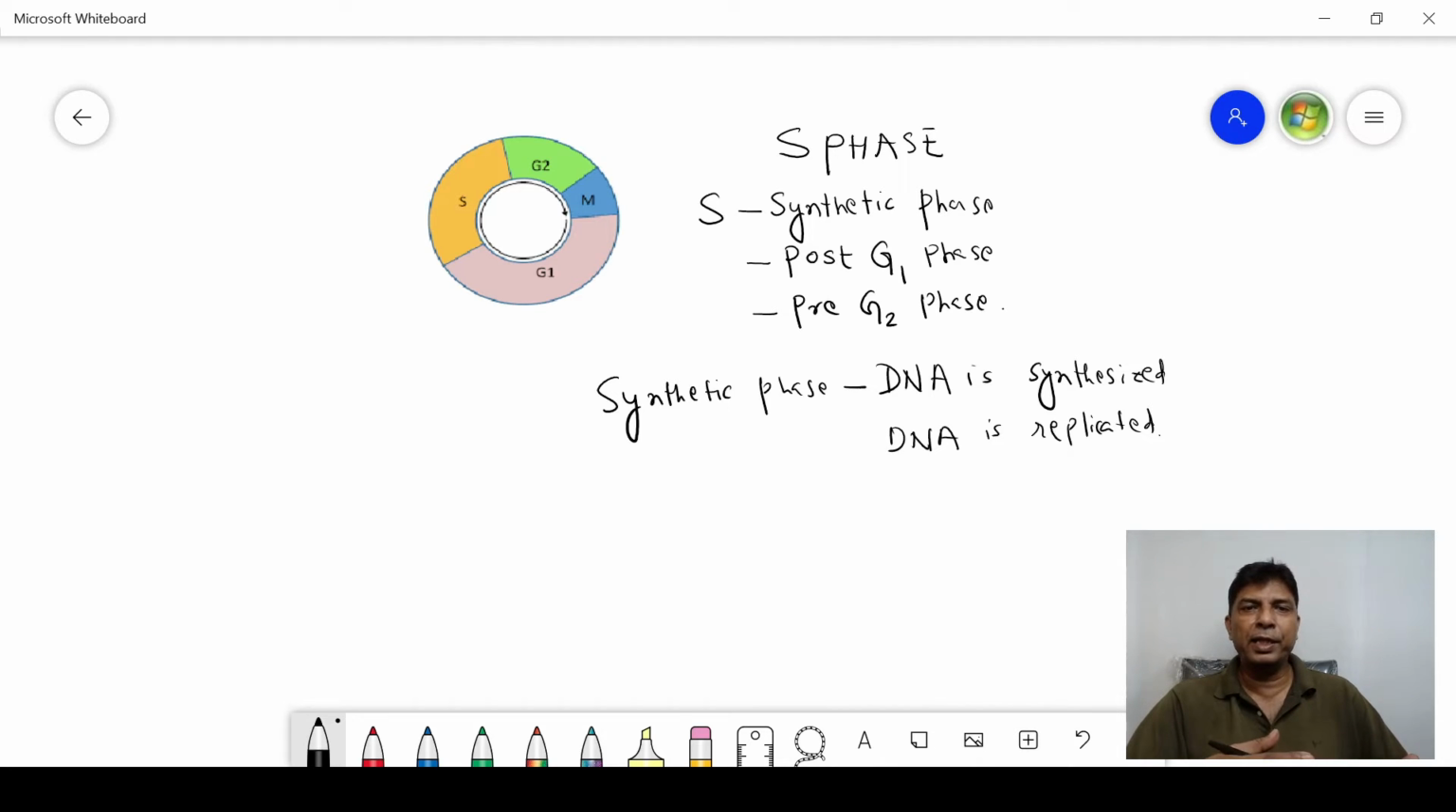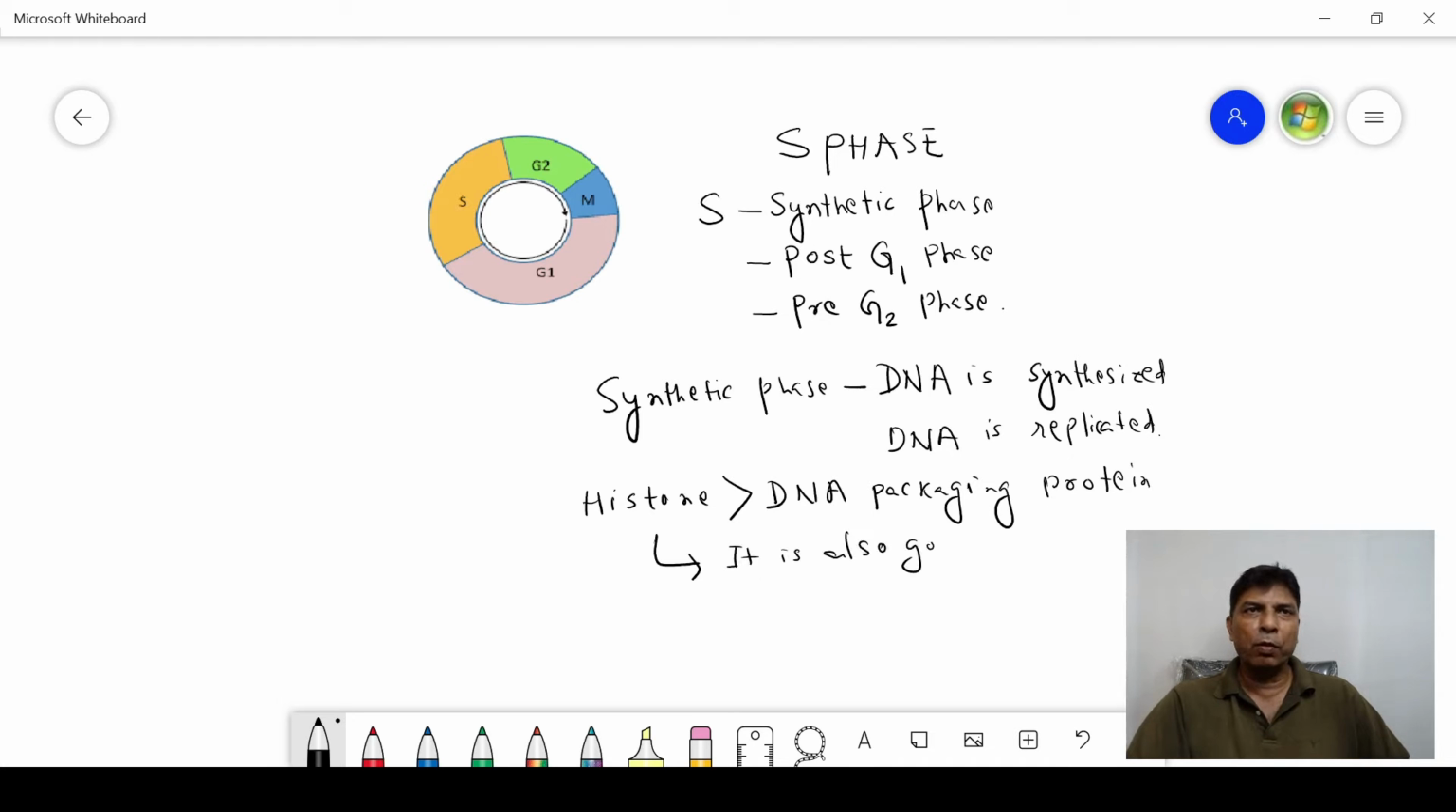Now as DNA is replicated, we can also say that DNA is not naked in case of eukaryotic cell. It is bound with the histone protein. Now what is histone protein? It is actually a DNA packaging protein. DNA is getting doubled, that means replicated. So along with DNA, histone protein is also getting doubled.